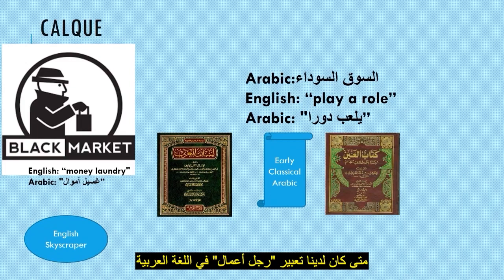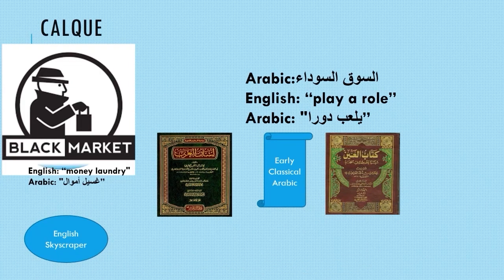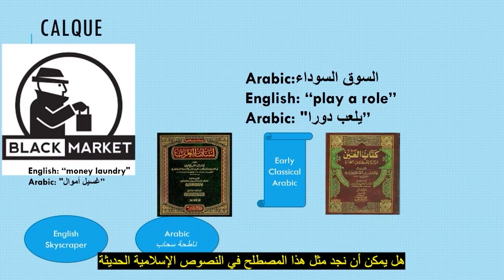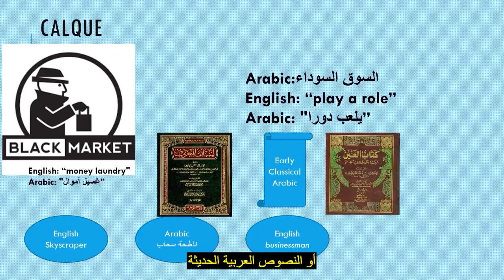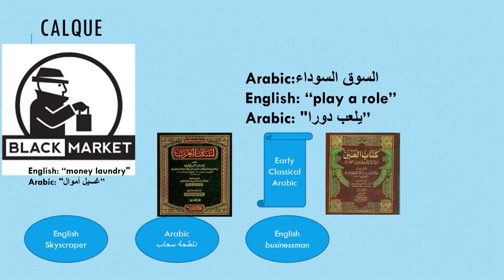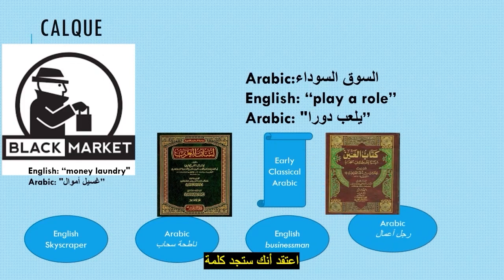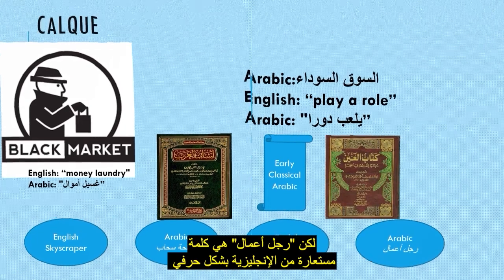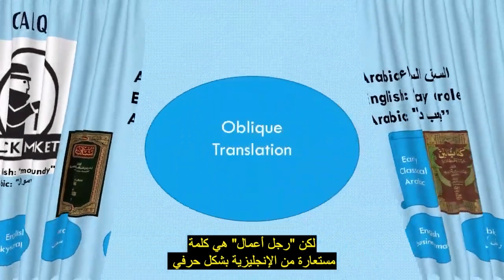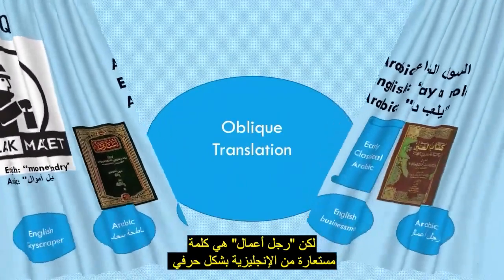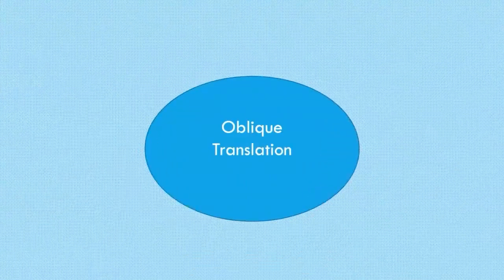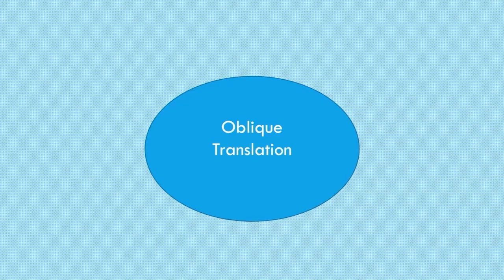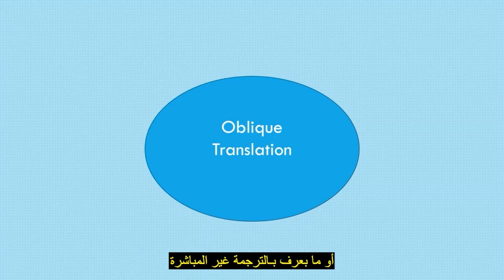When did we have رجل أعمال in Arabic? Can we find the same example in early Islamic text or early Arabic text? I think you will find the word تاجر, كبير التجار, but رجل أعمال is borrowed from English literally. This is calque. Oblique translation or indirect translation.